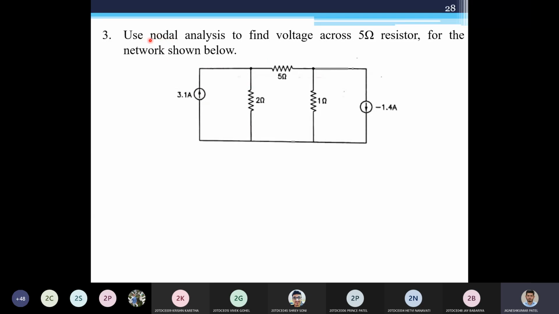So here it is asked on the basis of nodal analysis. Use nodal analysis to find out the voltage across the 5 ohm resistor for the network shown below. Okay, this is the network, and we have to find out the resistor. This is the 5 ohm resistor, and I have to find out the voltage across this resistor. What is the voltage across this resistor?